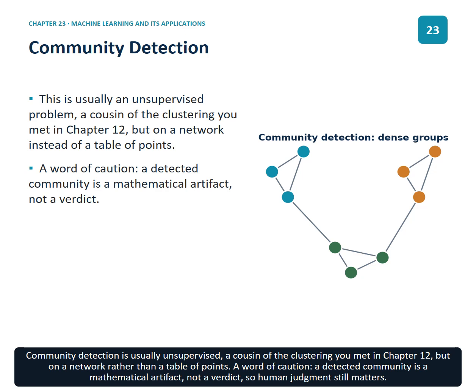Community detection is usually unsupervised, a cousin of the clustering you met in Chapter 12, but on a network rather than a table of points. A word of caution: a detected community is a mathematical artifact, not a verdict, so human judgment still matters.